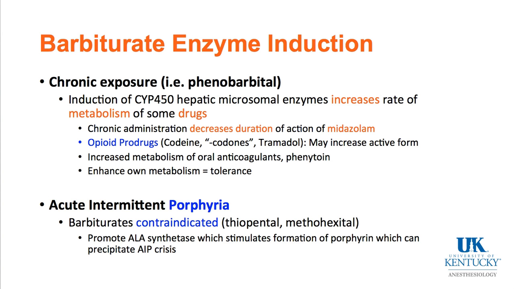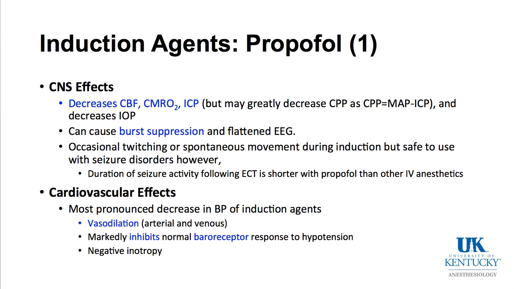And also, chronic exposure to phenobarbital revs up the enzymes that break down phenobarbital itself, and that's called enhancing your own metabolism, or tolerance. Now, porphyria, specifically acute intermittent porphyria, is a contraindication to barbiturates, either thiopental or methohexital, because they can stimulate the formation of porphyrin in these patients and precipitate an acute intermittent porphyria crisis.